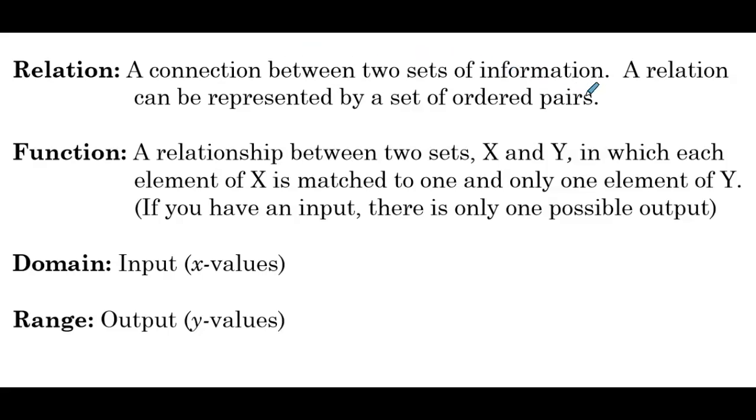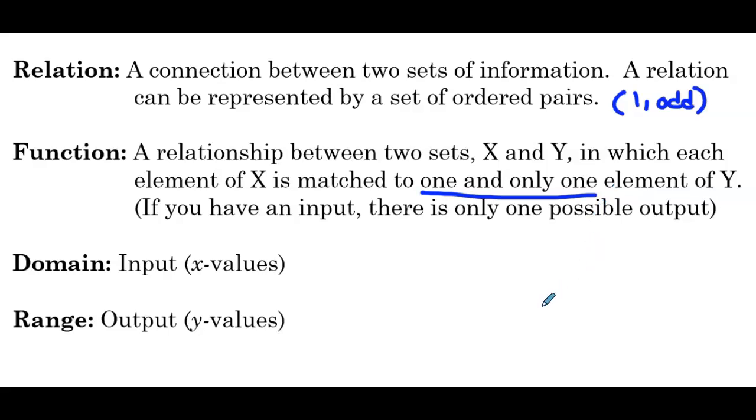For instance, we can write the ordered pair (1, odd). Right? We started at 1, we followed the arrow to the word odd. And we can do that for every arrow that we drew in both of the first two examples. A function is a relationship between two sets, x and y, in which each element of x is matched to one and only one element of y. And the key here that you should underline is one and only one.